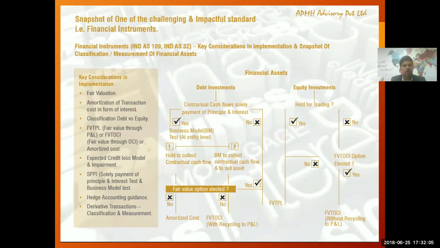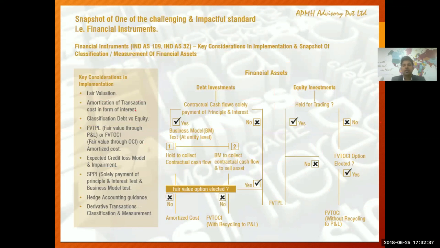And if you are not holding it just to collect contractual cash flow, and you have the intention to sell it also in case you find a good price in the market, then you have to go for the FVTOCI or FVTPL option. So if your contractual cash flow is fixed till maturity, that is, you are holding this debt investment till maturity, then you have to go for amortized cost. Otherwise, we will go for fair valuation, either through OCI or through P&L.